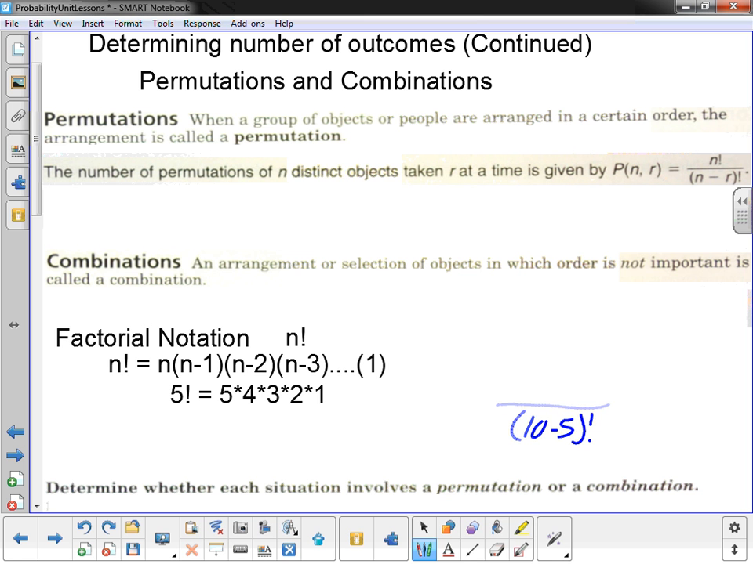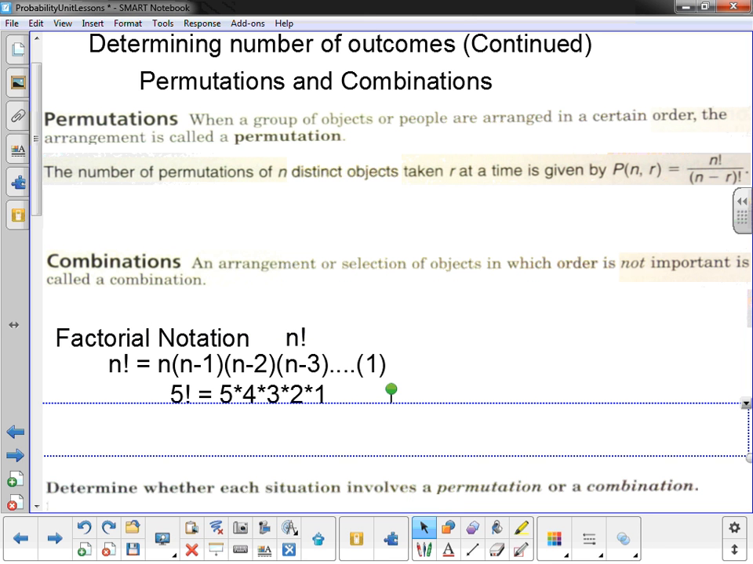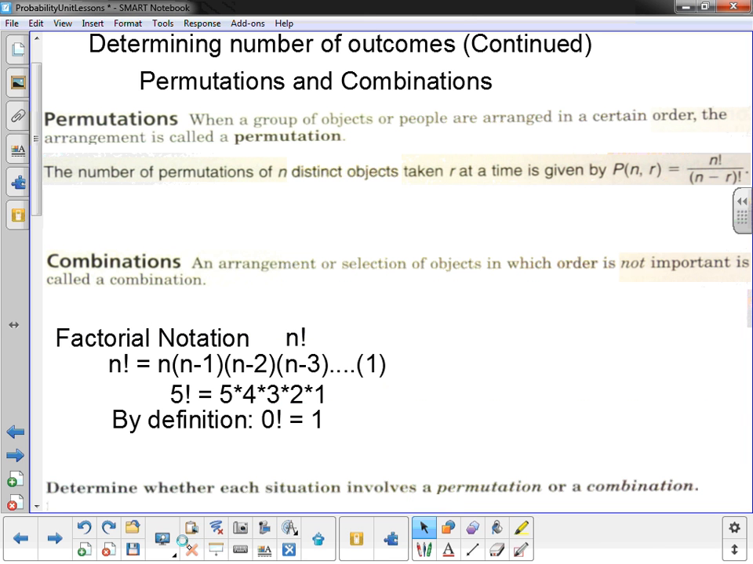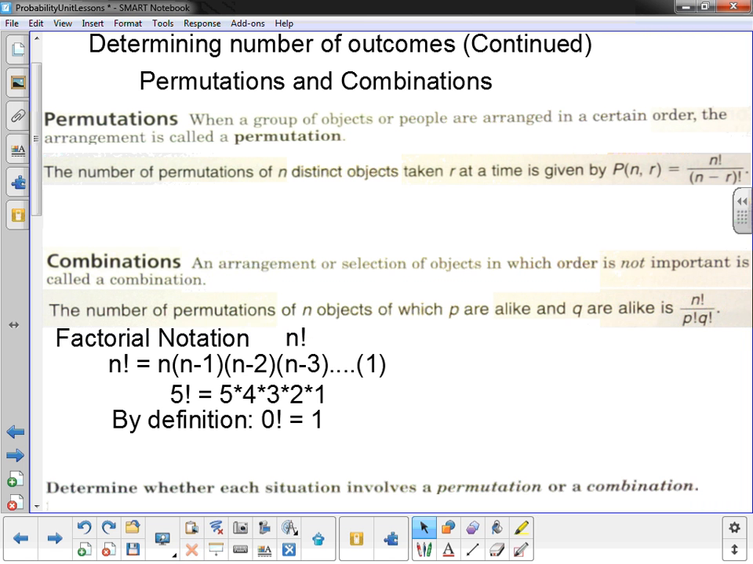Okay, so now a combination. I do have something else there, the factorial notation. Got to make sure I bring this in. By definition, 0 factorial is 1. So just know that. If I have a 0 with an exclamation point, that's a 1 there. That comes into play. Now, as far as calculating a combination, I do it like this.